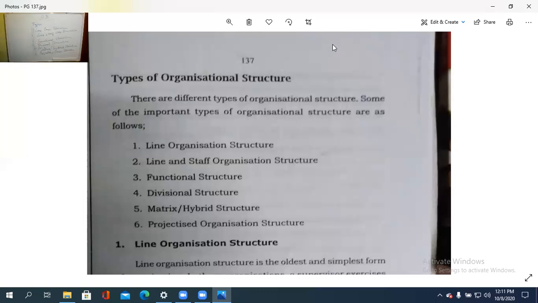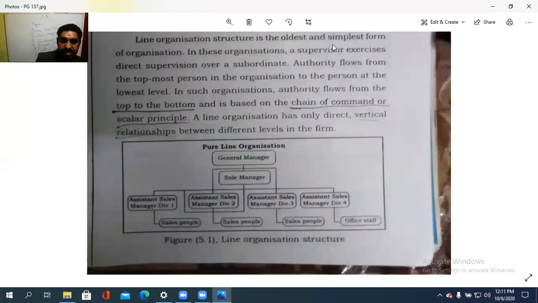So first of all, line organizational structure. What is that? A line organizational structure is the oldest and simplest form of organization. In this, a supervisor exercises direct supervision over the subordinates, like directive leadership. It is in almost the same way as the line organizational structure. Means the supervisor exercises direct supervision over the subordinate. Authority flows from the topmost person in the organization to the person at the lowest level.